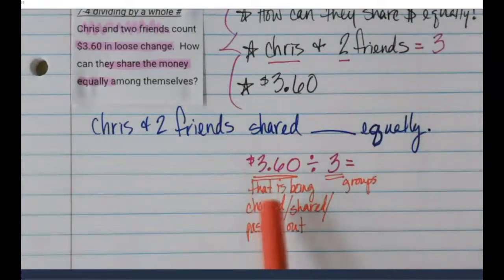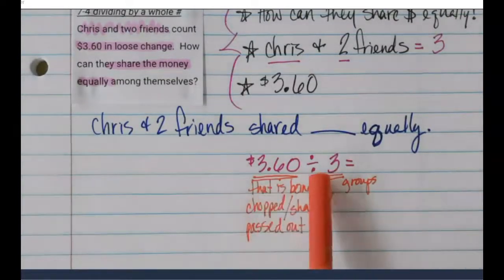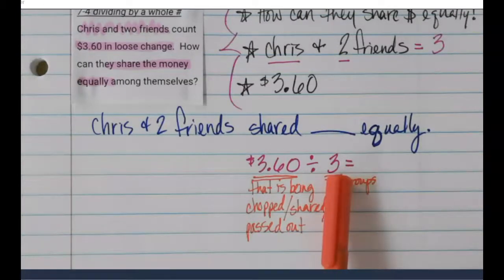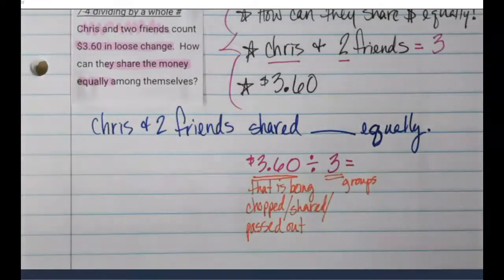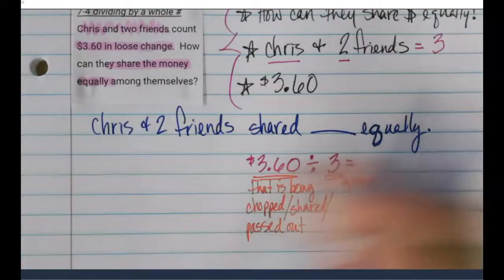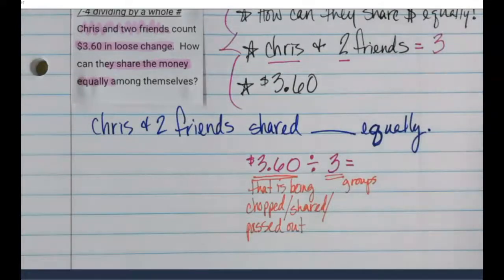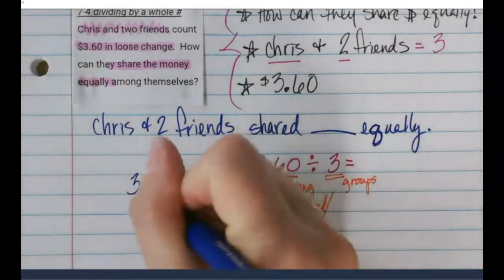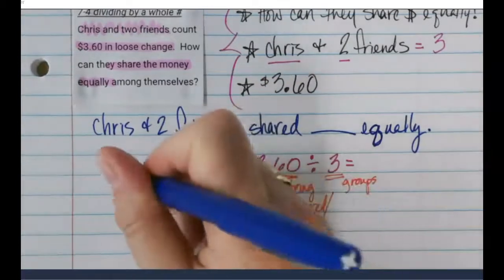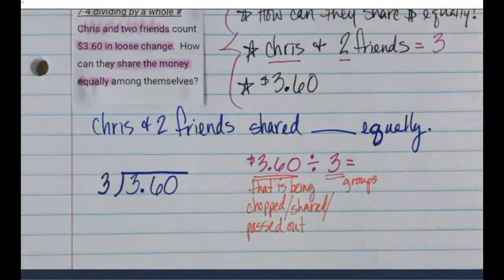Okay? So we've got $3.60 being shared by 3 people. So what is the division house setup we have here? Julian's the only one that understands. When you look at this horizontal mathematical sentence, which one goes inside the division house every single time, Jesus? Yes, the first one. 3.60 divided by 3 people.